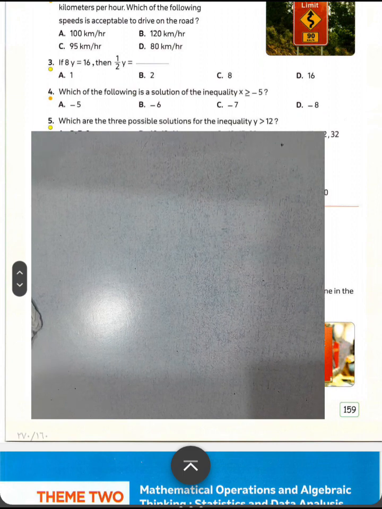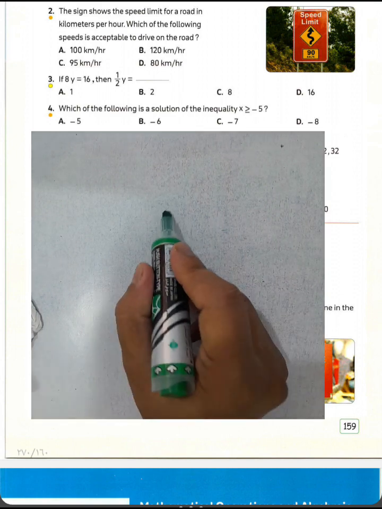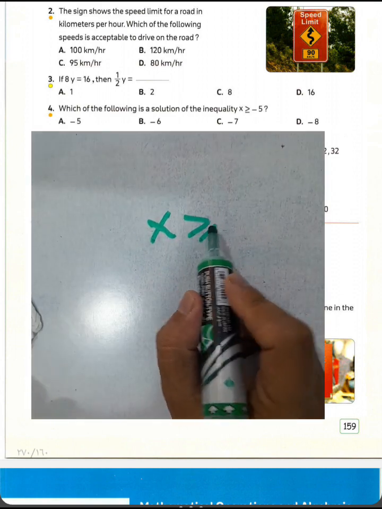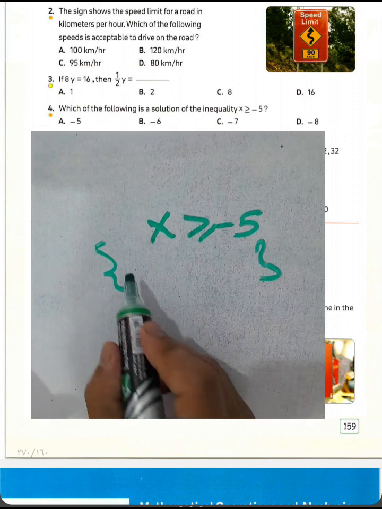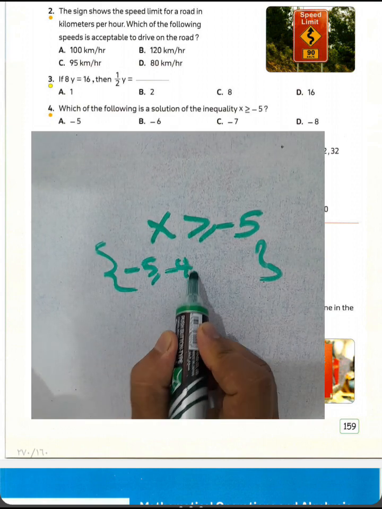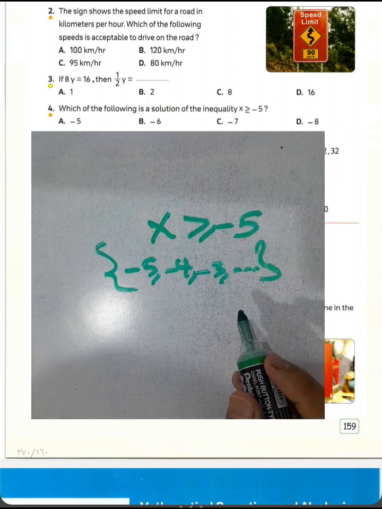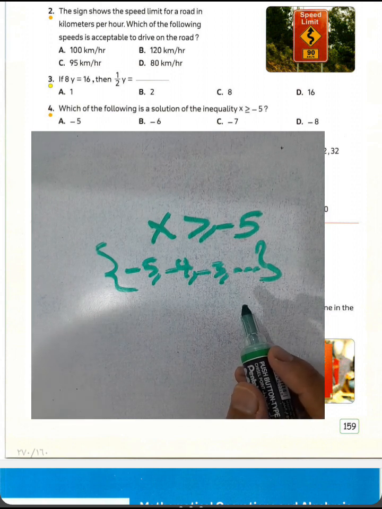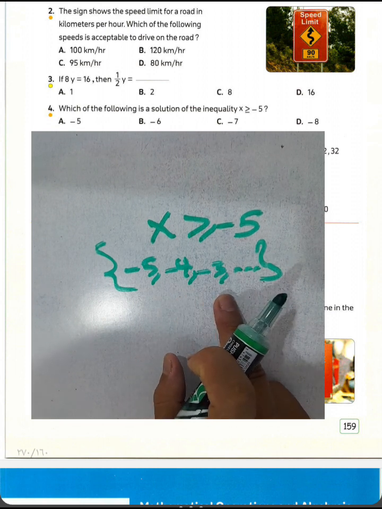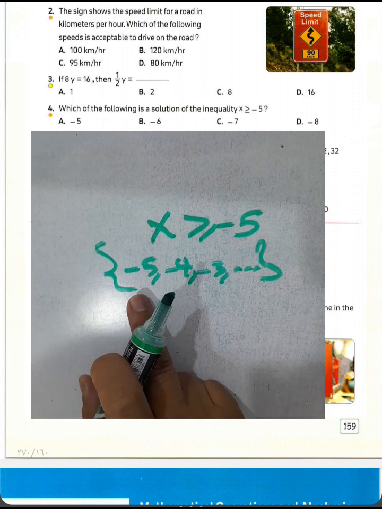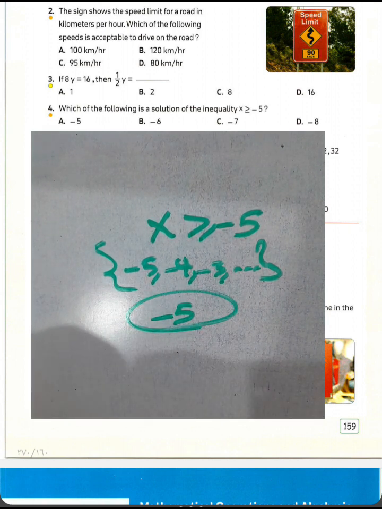Question number 4. Which of the following is the solution of the inequality x greater than or equal to negative 5? You can find the solution set of integers. It will be negative 5, negative 4, negative 3, and so on. Who can tell me the solution here? We have negative 5, negative 4, negative 3, and so on. Then the solution here is negative 5. Choose letter A for question number 4.